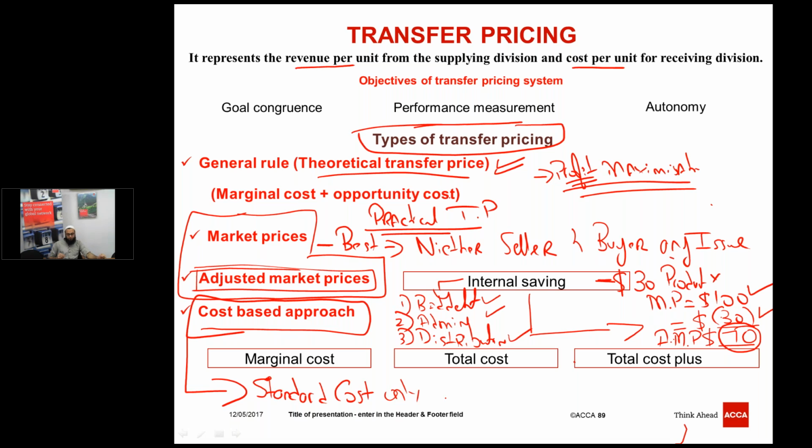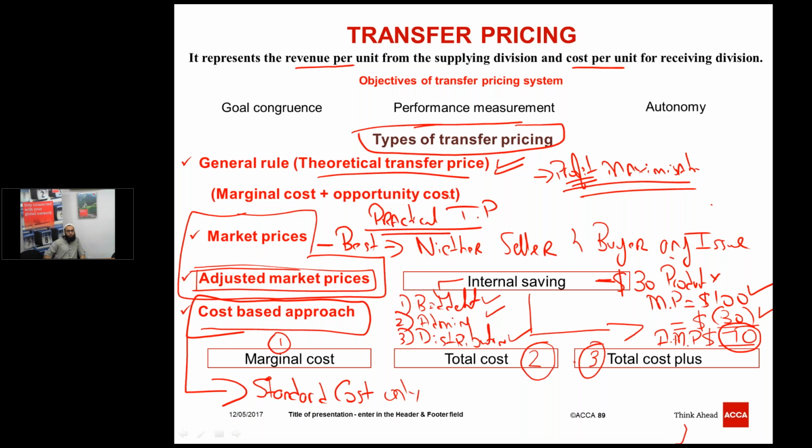Okay, now it's time for some participation. So are you all ready? Now if I make cost-based transfer price the basis for the transfer price, the first option I have is marginal cost. The second option I have is the total cost. The third option I have is total cost plus. Now quickly I need your suggestions so that we could have a good discussion on it.